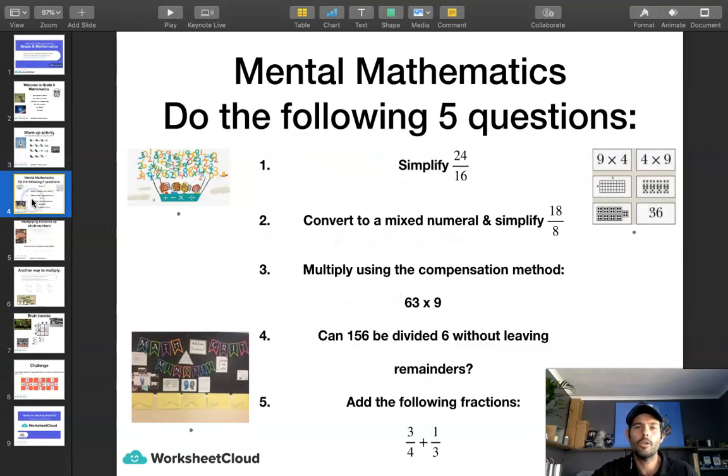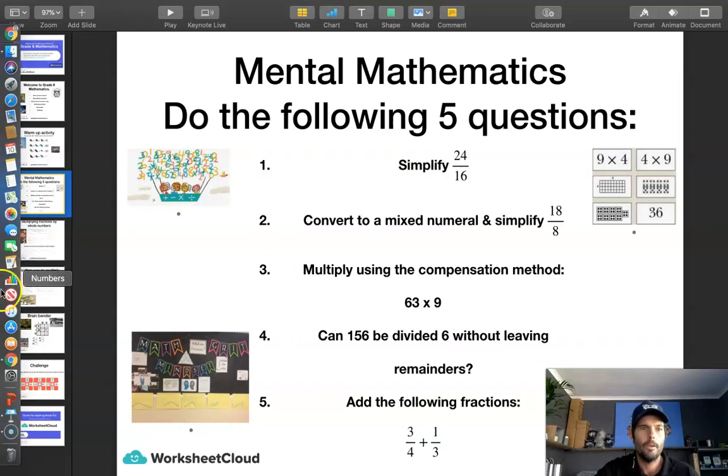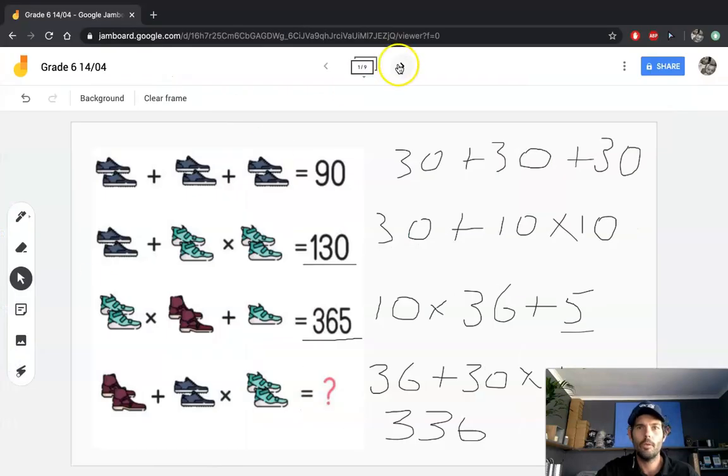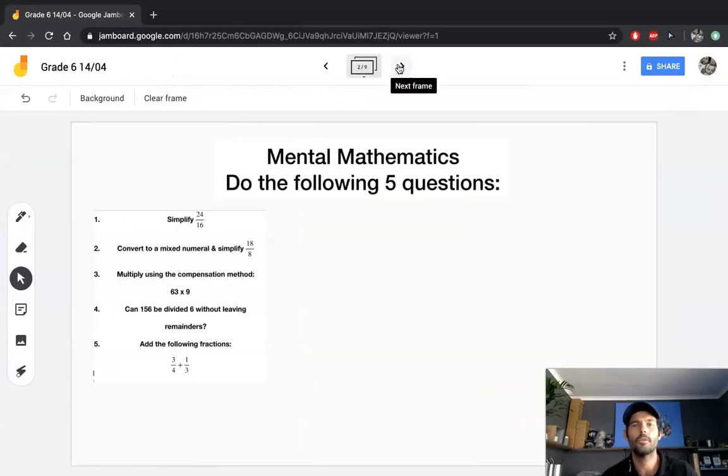Okay, your mental questions for today. And your mental questions are based on principles that we've covered in the last few lessons. So if I go back to my Jamboard, and remember guys, press pause here so that you can work through the mental questions by yourself. And let's see how you guys remember the previous principles that we've gone through.